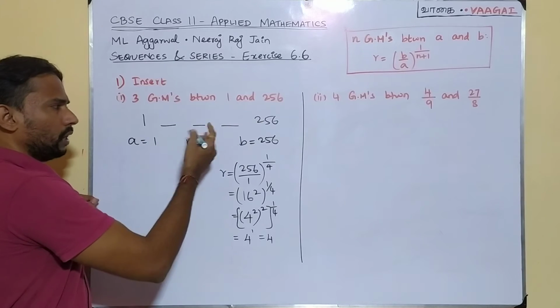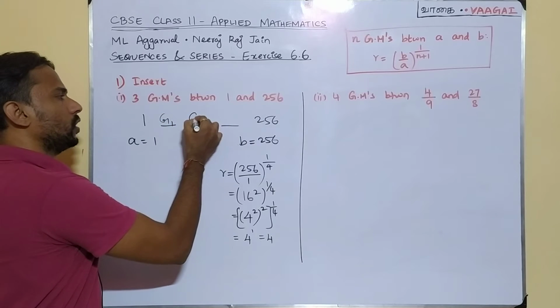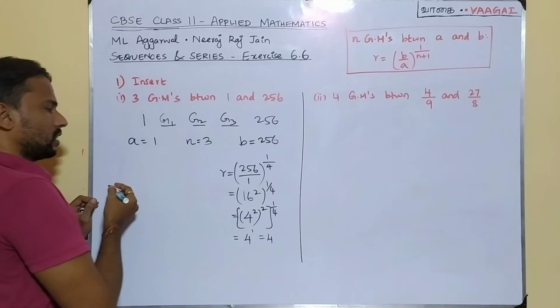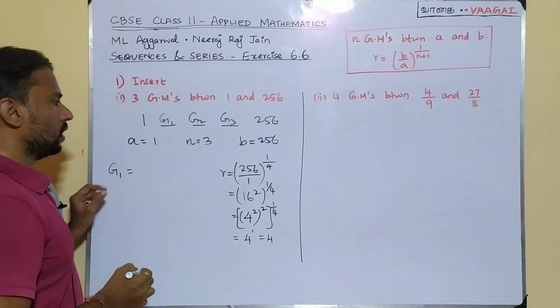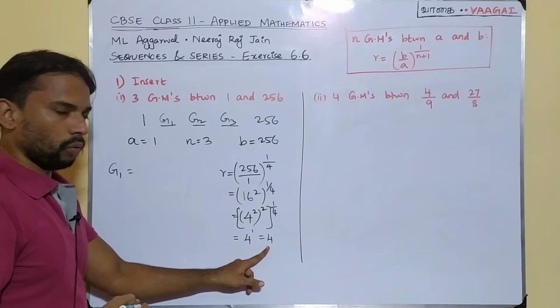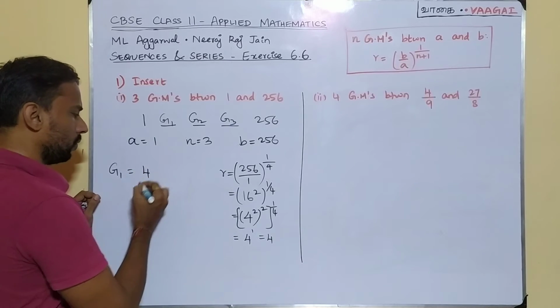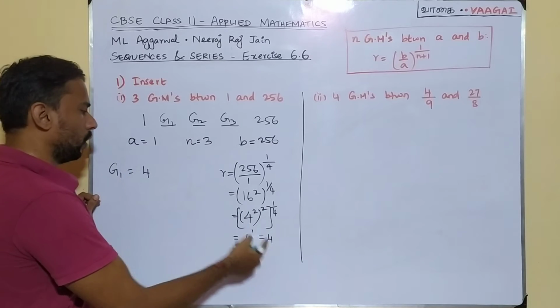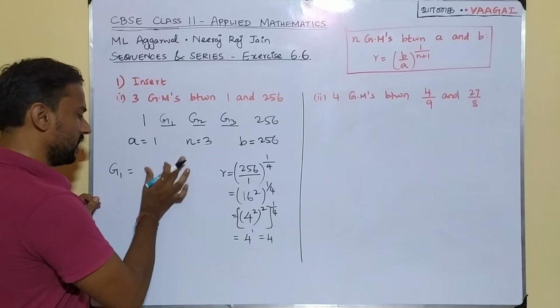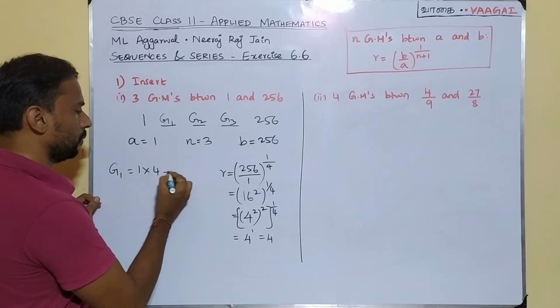So let us have these geometric means to be G1, G2 and G3. Let's find their values one by one. So what is G1? G1 is going to be 1 into 4, right? So 1 into 4 is 4, because the first term is 1, and with that we have to multiply the common ratio. So 1 into 4, I can even write it in a detailed way, this is going to be 4.